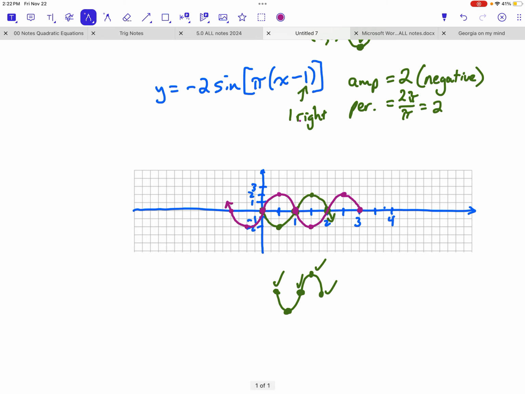bracket x minus 1 bracket bracket. The thing I find unique about this one is just acknowledging the negative and what that would do. If it was a cos curve, instead of starting at its maximum, it would start at its minimum.